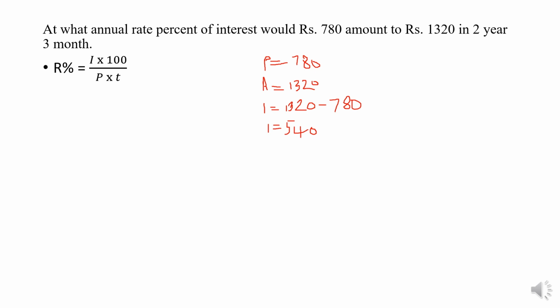And the time is 2 years 3 months. For this we can write it in this form as well, like 2 years and the total months is 12. So we write 12 and the given month is 3. So we can write it as 9 by 4 years.